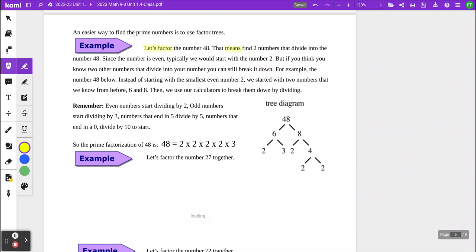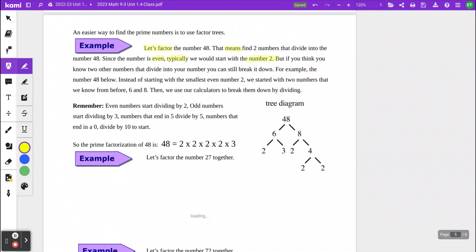And the reason I do this is so that if I'm not sitting with you, or Miss Jamie or Miss Nemish, if we're not sitting beside you, you can read this and remember how to do it. It's got the steps for you. So it says it means find 2 numbers that divide into that 48, other than the number 1, because we know 1 divides into everything. So typically, because it's even, we start with the number 2.